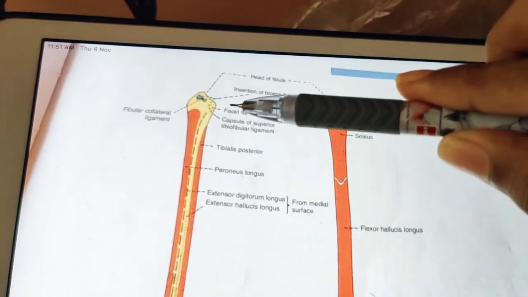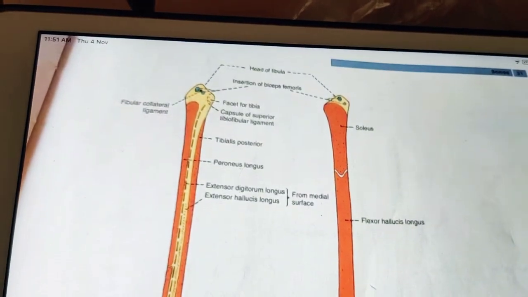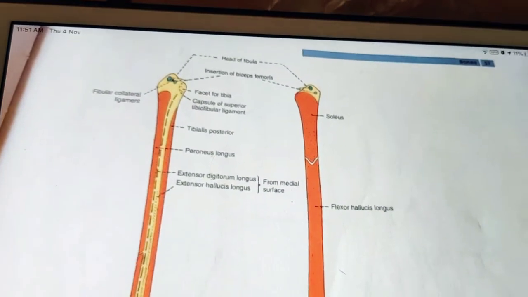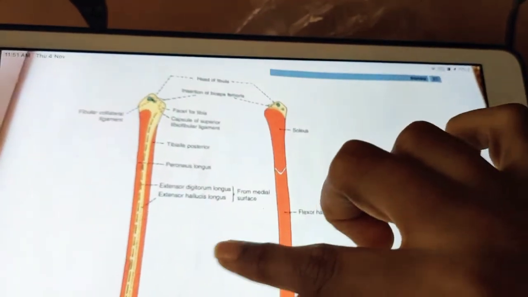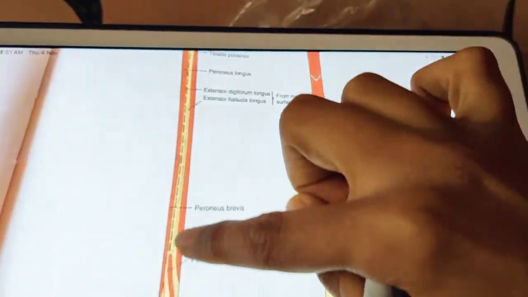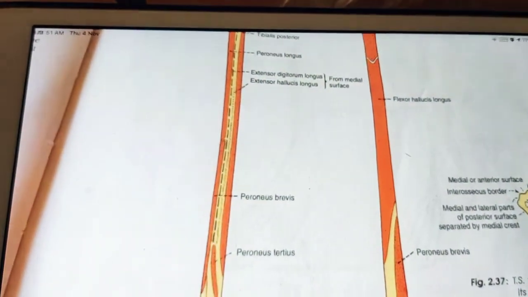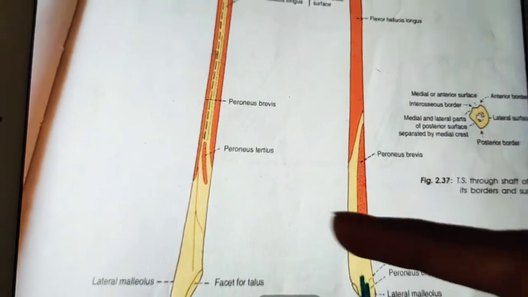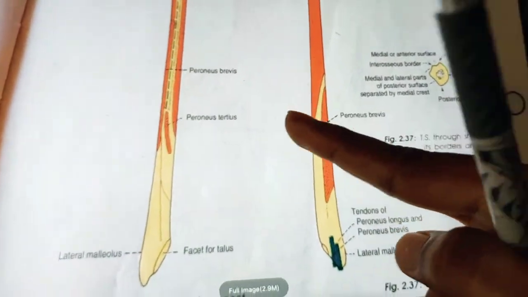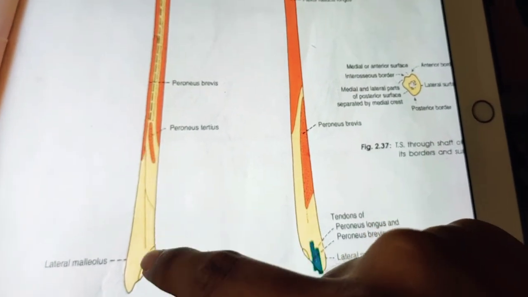This is the capsule of the superior tibiofibular joint. Next, coming to the anterior border of the fibula. This one is the anterior border. It mainly gives attachment to the anterior intermuscular septum of the leg, and also the superior extensor retinaculum. So you can see the superior extensor retinaculum here on the anterior border.